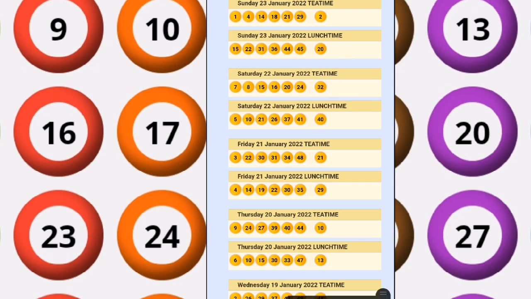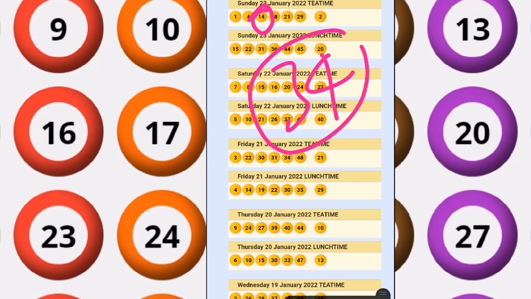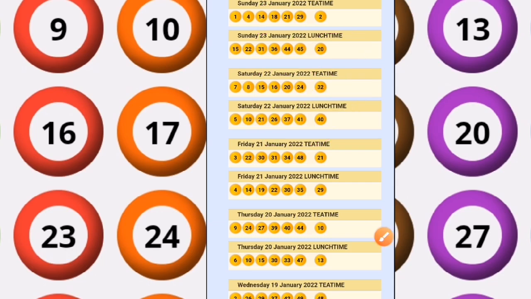So what else do we have here? So guys, that is what we have. We have these two numbers here, so we should be expecting 37 to make a return. So we have 14 here, so we should be expecting 34 to come forward.